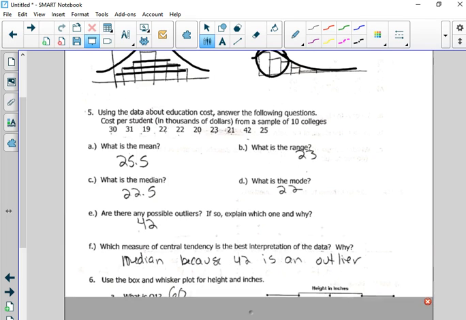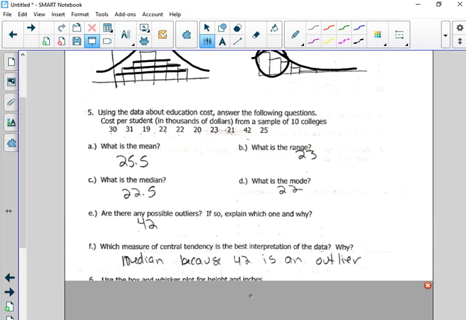Using this data right here. Now, the first thing about this data, the problem is it's not in order. It's usually a good idea to always write this in order. So when you do that, just cross them off. So you got 19, 20, 21, two 22s, a 23, 25, 30, 31, 42. Always helps to do that, especially when you're trying to find the median. If you don't write it in order, you can't find the median.